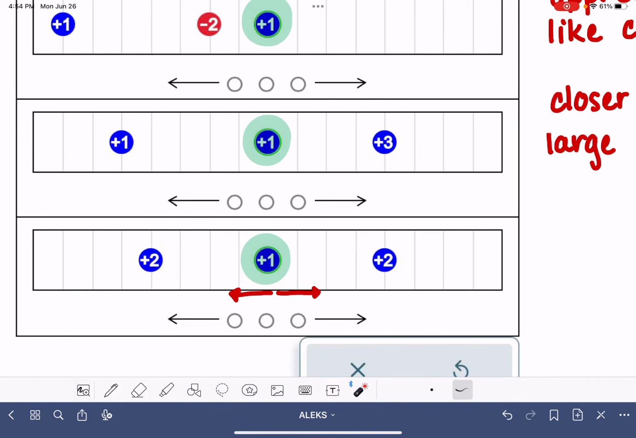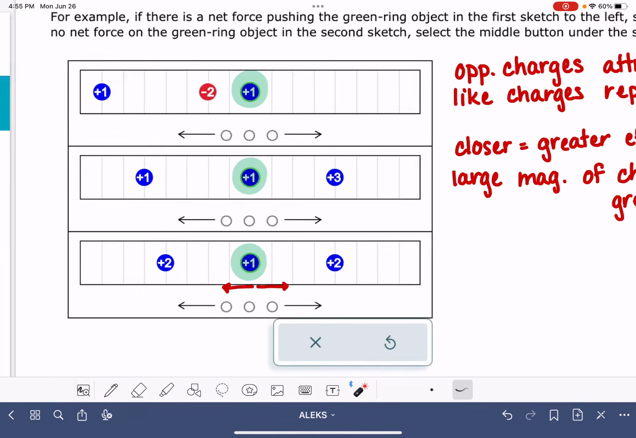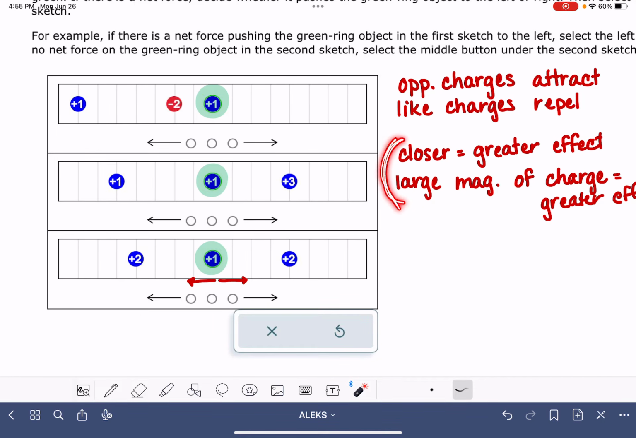The question is now, is the force on this particle pushing to the left the same as the force which is causing the particle to be pushed to the right? Are they going to cancel each other out and result in no net movement? Is this a greater force which would cause it to move to the left, or is this one a greater force which would cause it to move to the right? That is going to be based on these variables here.